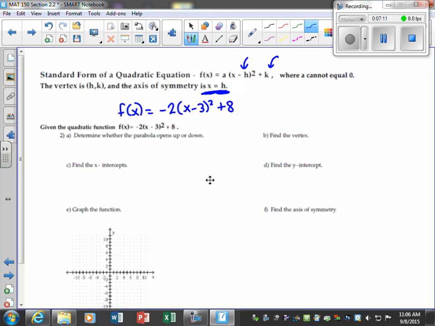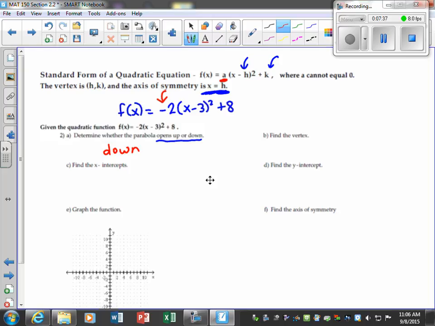So tell me what the first thing, 2a, says. Determine whether the parabola opens up or down. So we go directly to the a value, and it's negative. So what do you think? Opens down. All we care about is the sign. If it's positive, it opens up. If it's negative, it opens down.